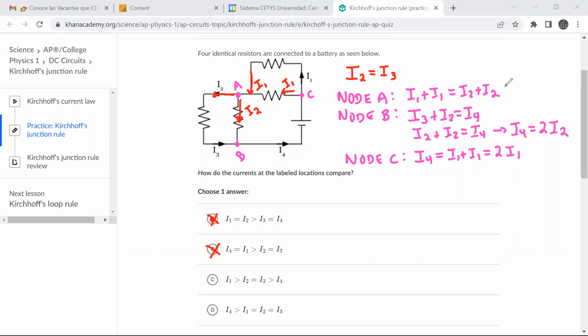Okay, so this would mean that if we organize this, 2 I1s are equal to 2 I2s, and the 2s in this case would be eliminated. And this would give me that I1, this is the one we were missing, is equal to I2. So it should be D.